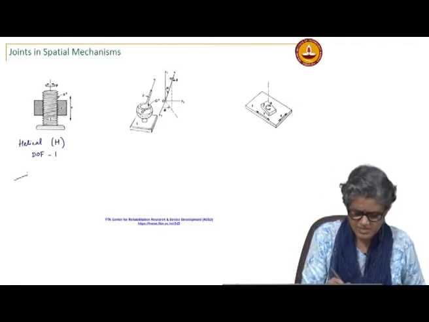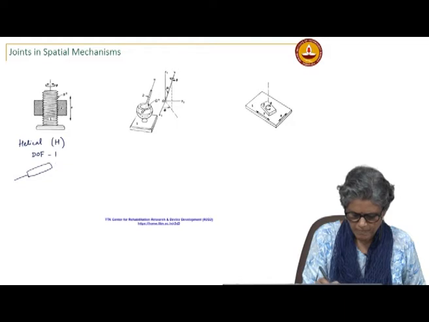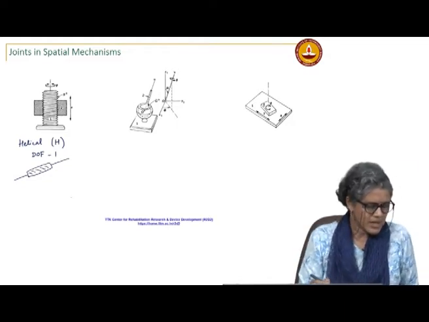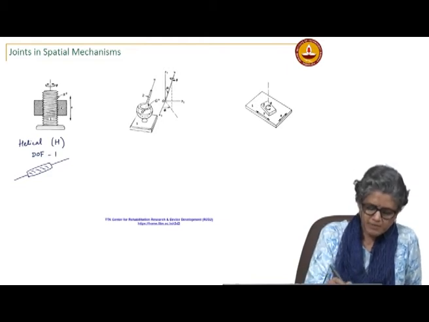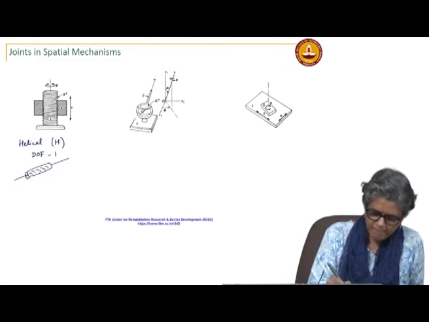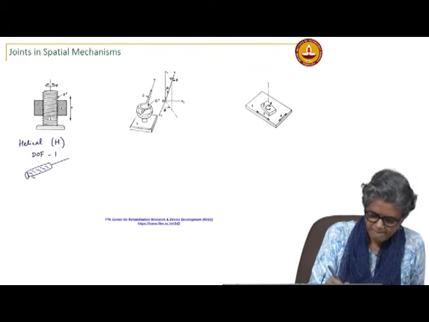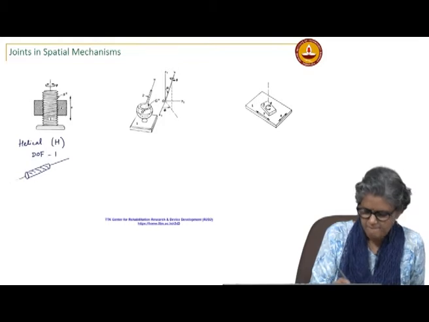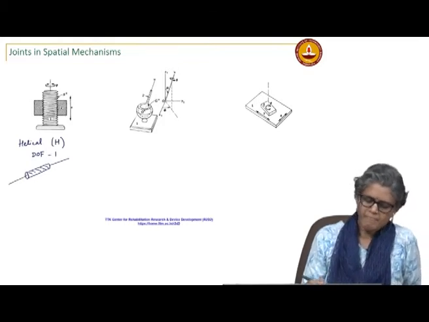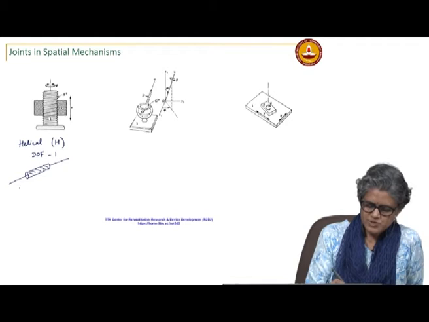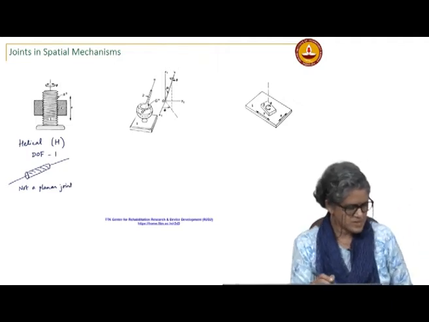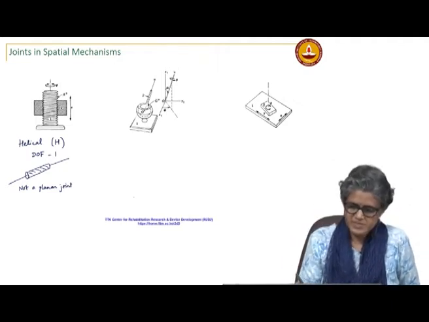So, your representation would be this, and it is not a planar joint. There is no planar representation for us.